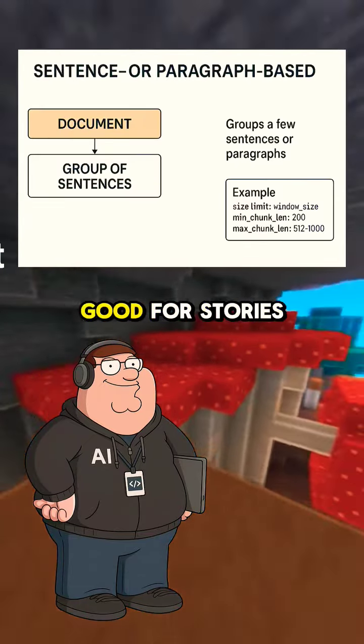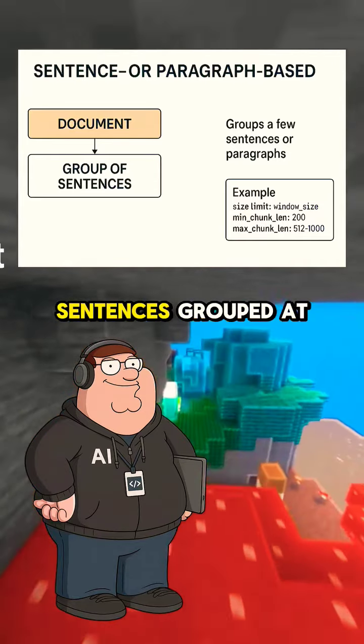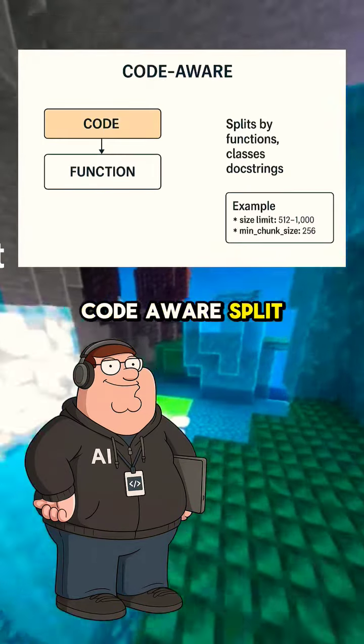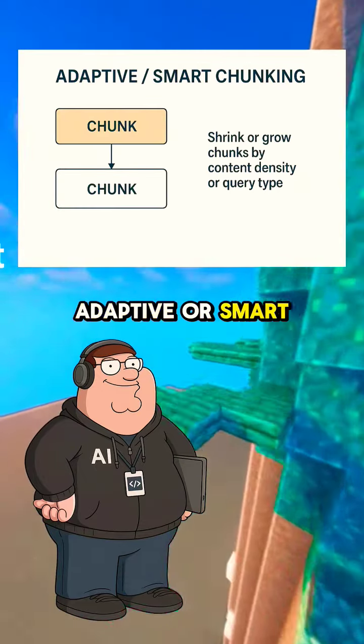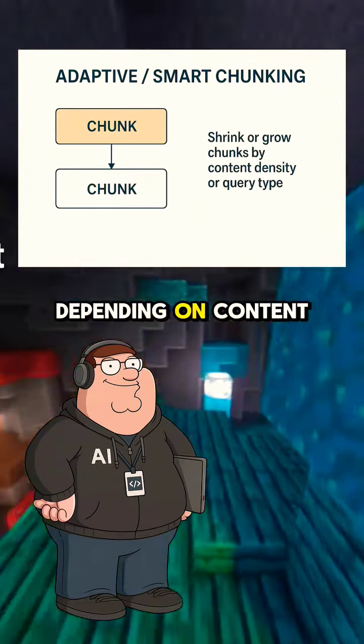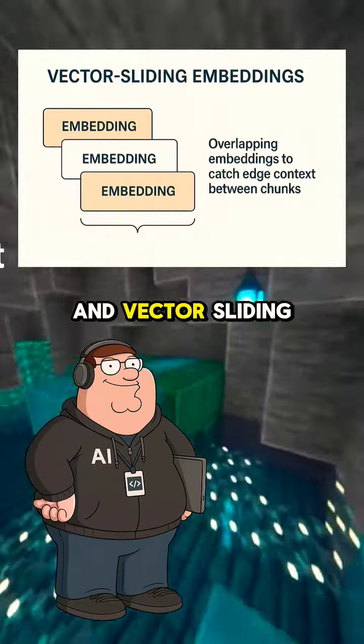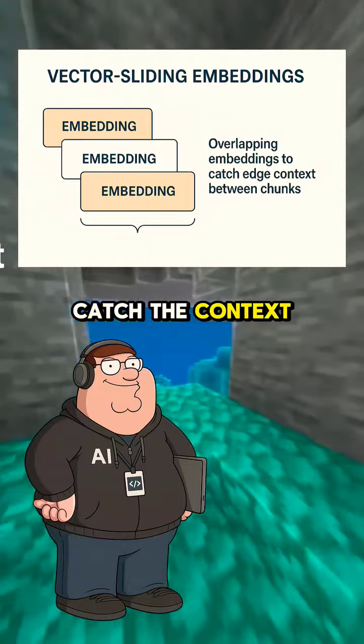Sentence or paragraph-based. Good for stories or knowledge articles, just a few sentences grouped at a time. Code-aware, split by functions, classes, or doc strings, so logic stays together. Adaptive or smart chunking, let the chunk grow or shrink depending on content density or query type. And vector sliding embeddings, use overlaps to catch the context right at the edges.